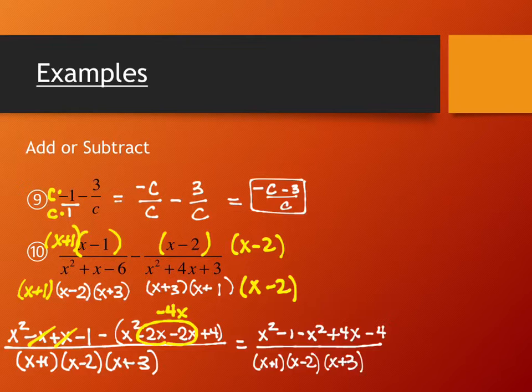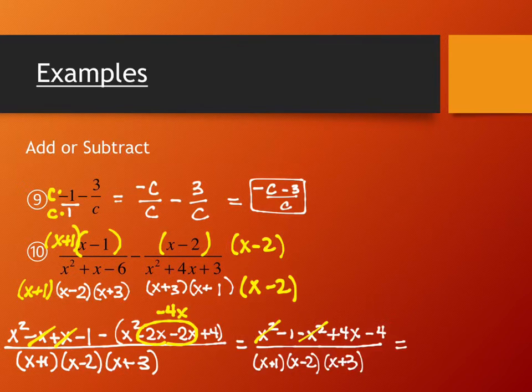There's a few more pieces that are going to clean up. I have an x squared here and a negative x squared here, so those are going to add to 0, right? And then there's a 4x on top that's by itself. Then I have a negative 1 and a negative 4, so that's negative 5.